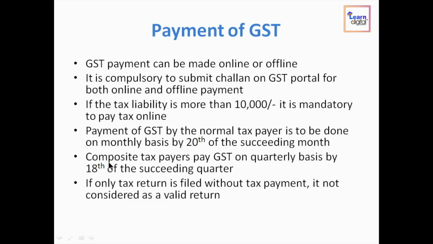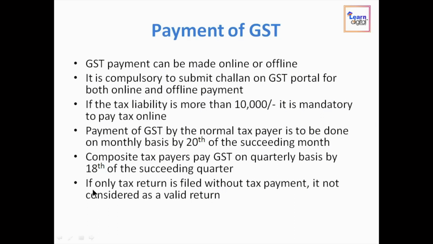And for the composition scheme, composite taxpayers can pay GST on a quarterly basis by the 18th of the succeeding quarter. Our financial year starts from April, so April, May, June is the first quarter. For this quarter, the GST payment will be paid on the 18th of July. So this scheme is available for composite dealers.